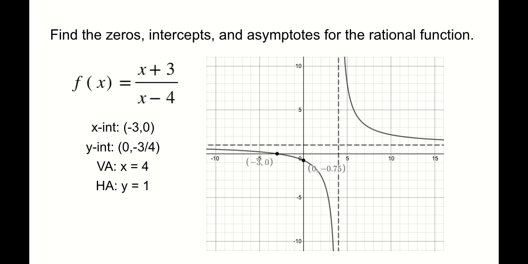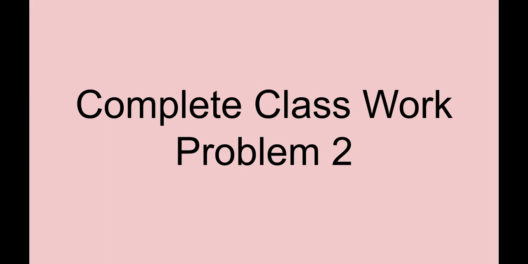My x-intercept is (negative 3, 0). My y-intercept is (0, negative 0.75), which is 3/4. You can see I have a vertical asymptote, right? The function goes off to infinity at x equals 4. And then it looks like it levels out to y equals 1. So we're good. All good. Okay, so I want you to stop the video and complete classwork problem number 2.